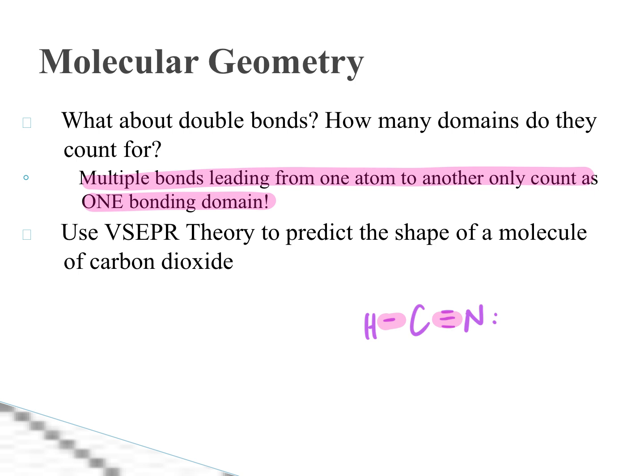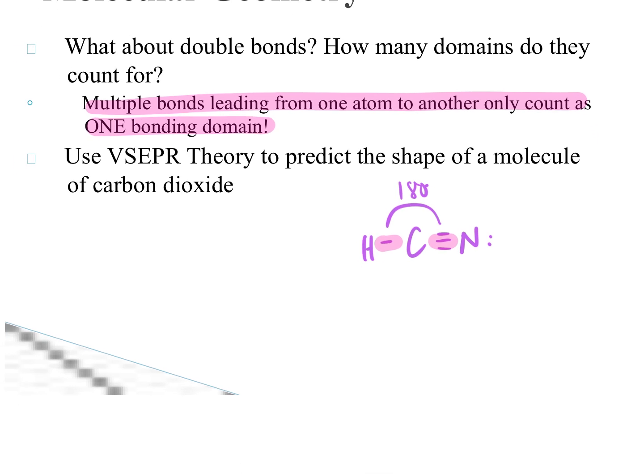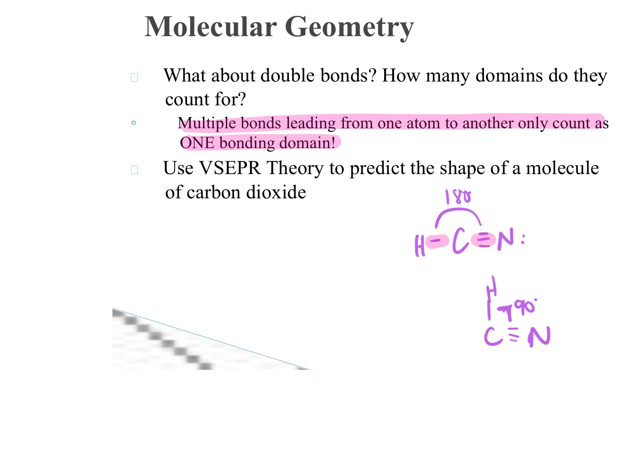2 total domains, no lone pairs. Can't you just tell by looking at it? These bonds are 180 degrees apart. It has to be a straight line, right? It can't orient itself any other way, because if it did this, that would only be 90 degrees. That wouldn't be far enough away. They want to be as far away as they can be. So it has to be linear. Okay, so 2 domains there. You might want to write this out. We did this example, 2 domains. Even though there's a triple bond there, it still only counts as 2 domains.